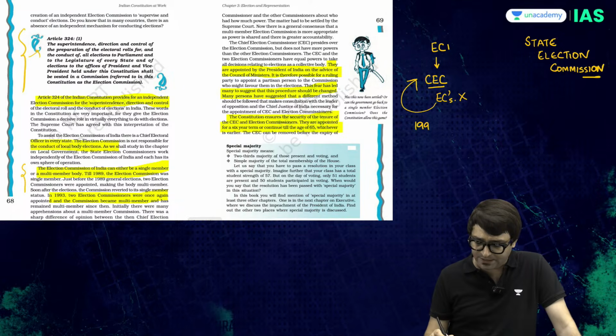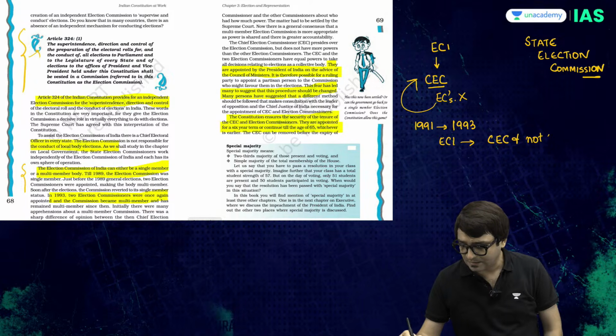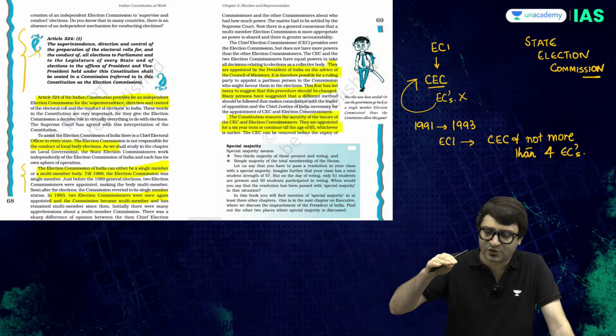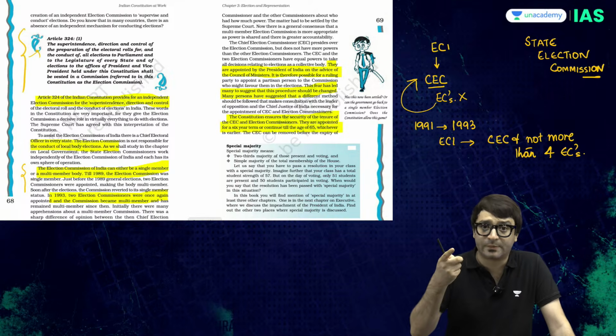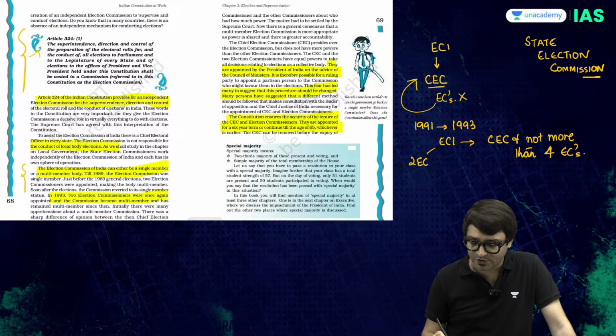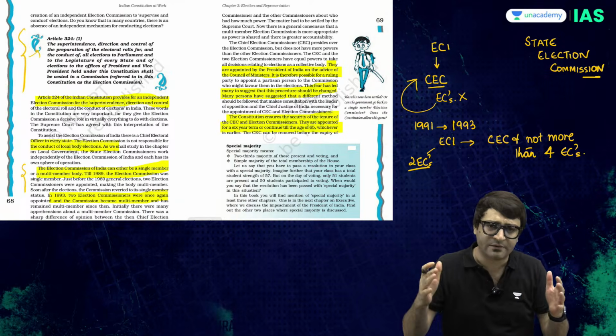But then in 1991, and then again in 1993, this Election Commission of India would consist of the Chief Election Commissioner and not more than 4 election commissioners. So now the Election Commission of India would consist of Chief Election Commissioner and not more than 4 election commissioners. Not more than 4. Can it be less than 4? Yes. So normally now we have a Chief Election Commissioner and 2 election commissioners. And together they decide all and everything related to elections.